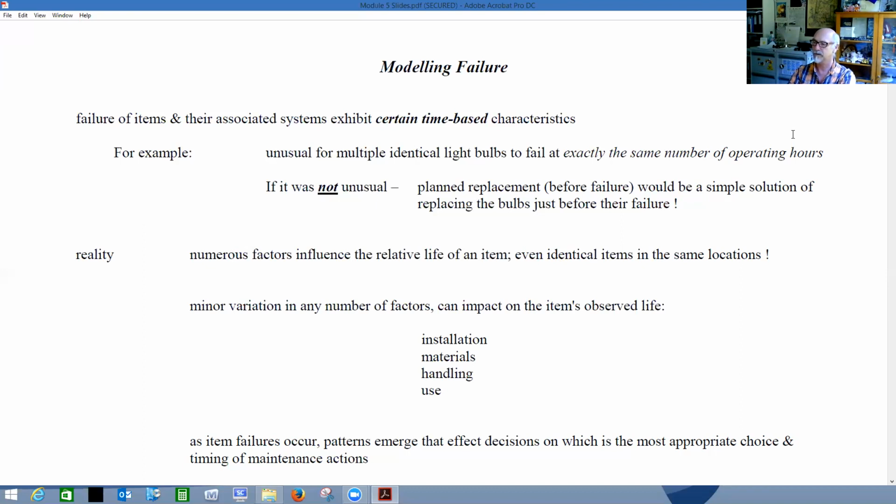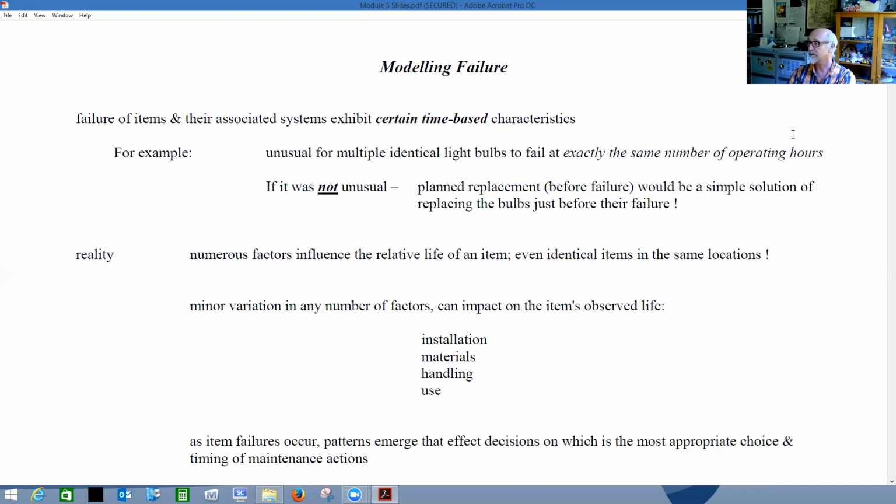Have you installed it so that it's defective right from the start because in installing it you've broken part of it or something? The materials themselves, the handling of those materials, and of course the use that they're put to. So all of those things, those little minor variations, whether you're putting in 3 air filters in 3 different vehicles or whatever the case may be, there might be slight different things that are going to cause, obviously, their failure to occur at different times.